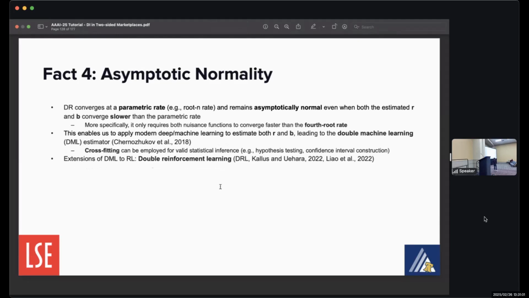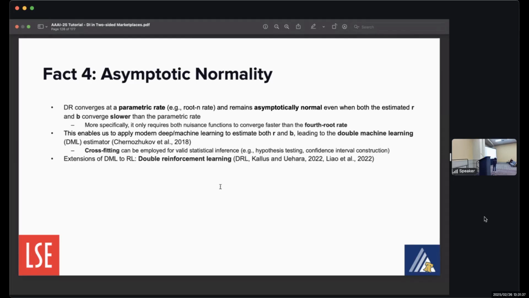So finally, the last property is about asymptotic normality. This is a very desirable property for those estimators. As I have mentioned earlier, A/B testing is essentially a hypothesis testing problem. It is a statistical inference problem. So you not only need to know the point estimator, but you also want to provide the uncertainty quantification. And asymptotic normality is a desired property where you can use normal approximation to quantify the uncertainty of your estimator.